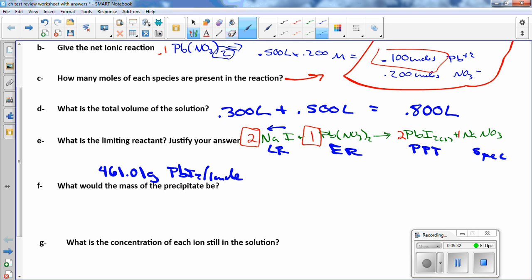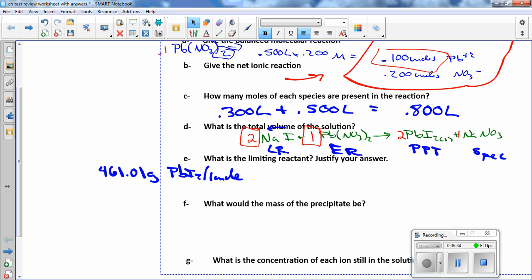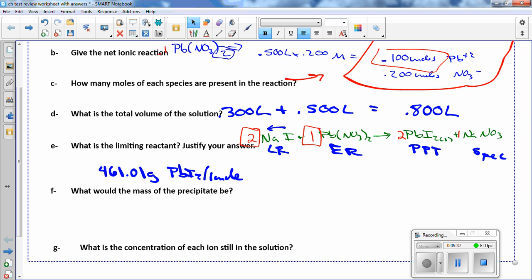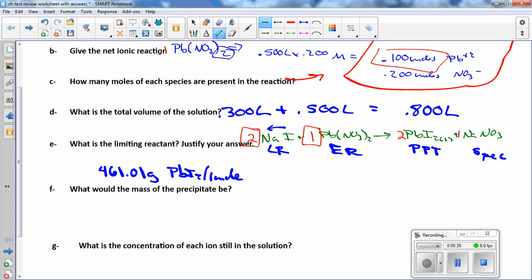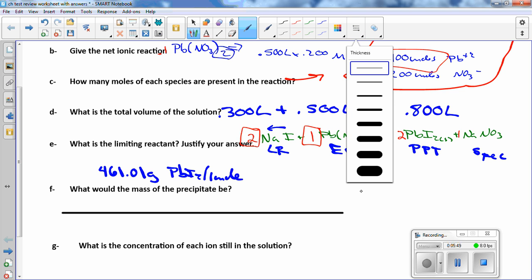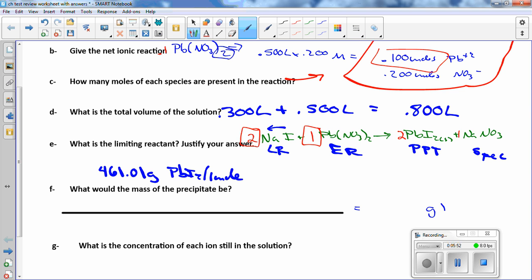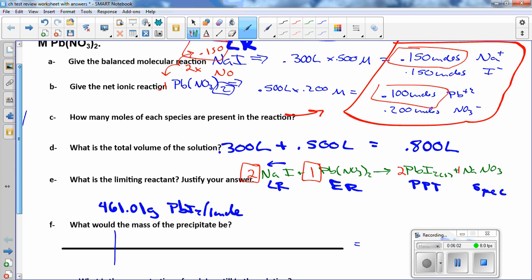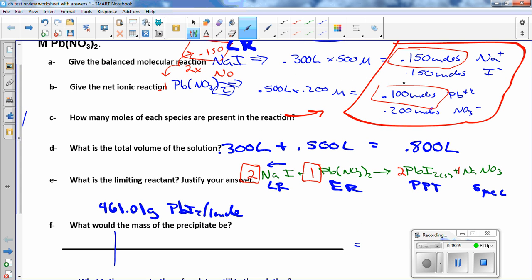All right, so I'm going to set up a picket fence here. Oh, crap. Let me try that again. All right, and in this picket fence, I'm going to solve for, such a pain, the grams of PbI2. I'm going to start with my limiting reactant, which I said was NaI. Scrolling up here, once again, the moles of NaI were 0.150.